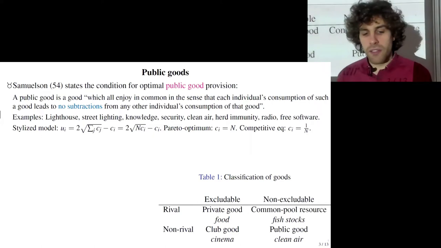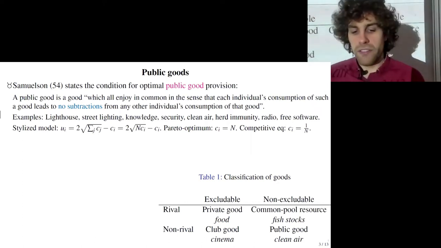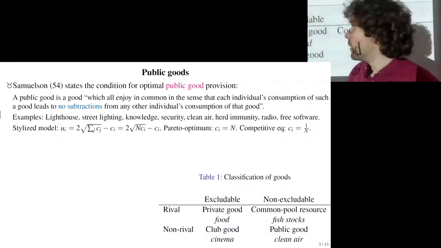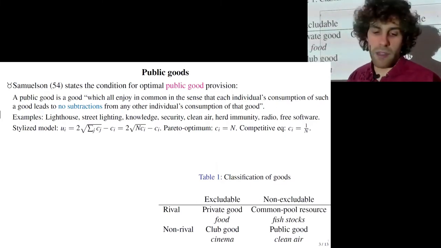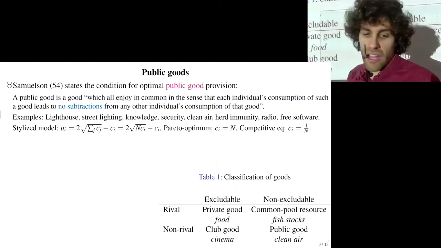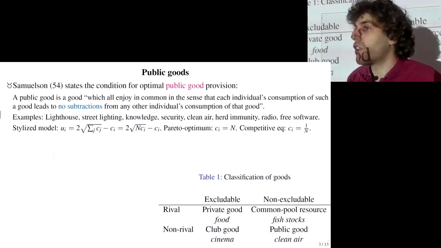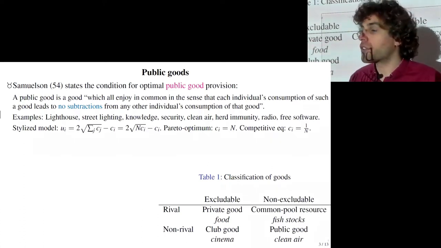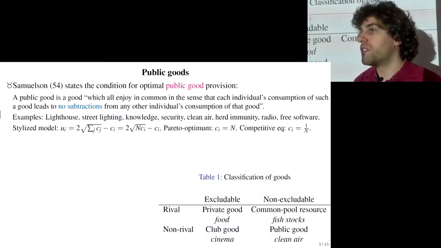So here is the stylized model. I took the simplest example to show you some math. The utility of individual i is increasing in the public good. The individual i contributes c_i to the public good. This is the cost they pay. And so it's decreasing in c_i and increasing in the sum of the contributions, which is the provision of the public good. For example, if you think of security, it's the sum of taxes or another means where everyone has contributed to fund security.